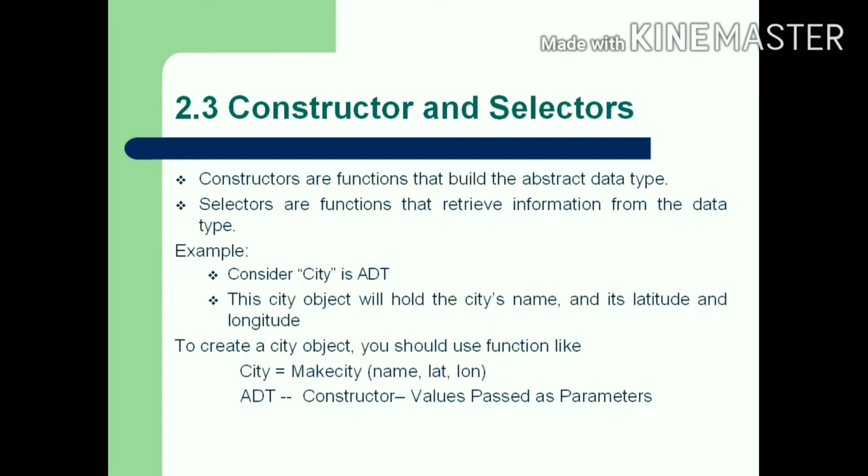Consider the example: city is an ADT, that is abstract data type. Here in the example you can see city equals make_city within the parenthesis name, lat, lon. LAT means latitude, LON means longitude. Here make_city is the constructor, city is an ADT. The values passed to the constructor are name, latitude and longitude. By using make_city we create a constructor, by which we create an ADT.